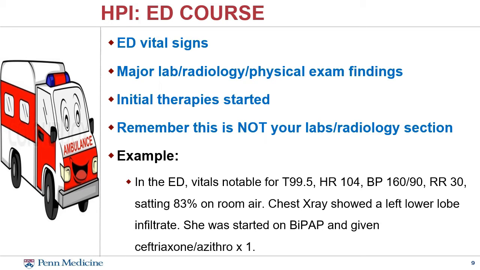So for example, in the ED, vitals were notable for temperature, heart rate, blood pressure, respiration rate, satting 83% on room air. Chest x-ray showed a left lower lobe infiltrate. She was started on BiPAP and given ceftriaxone and azithromycin times one.